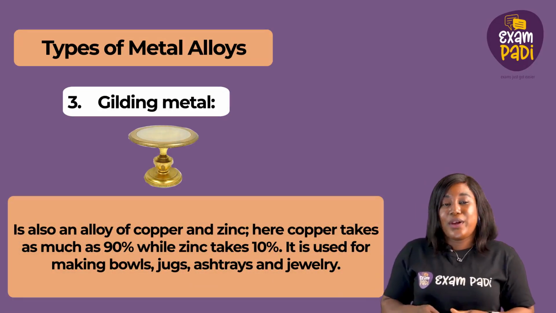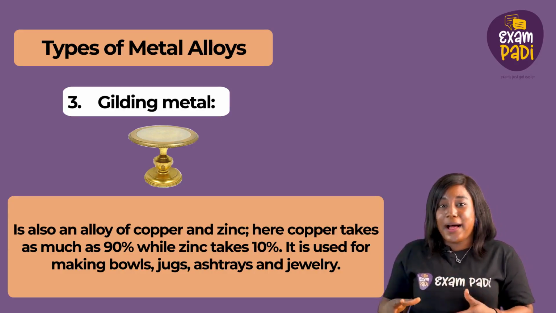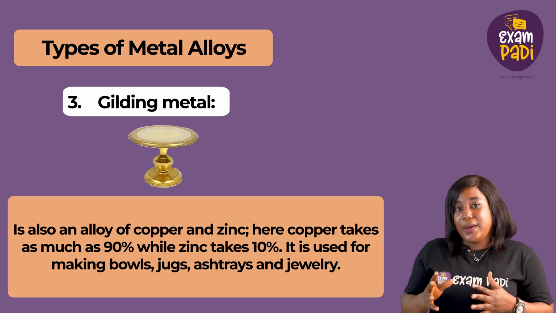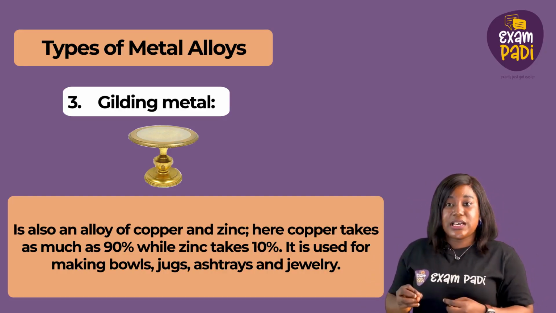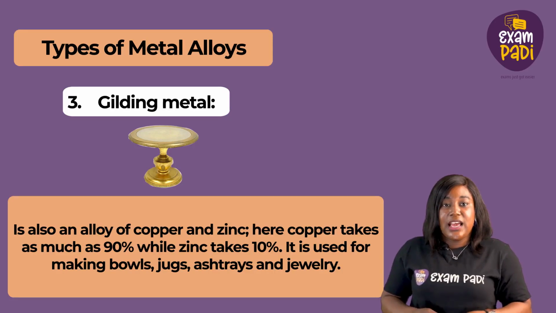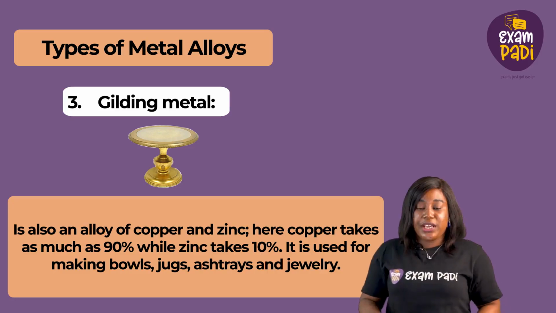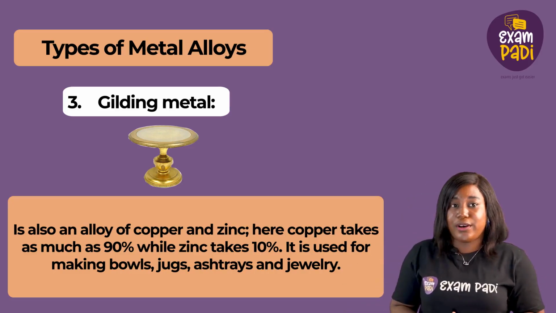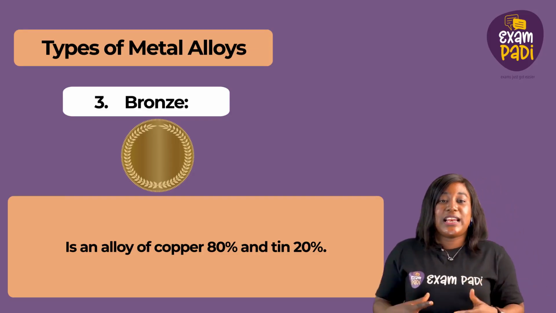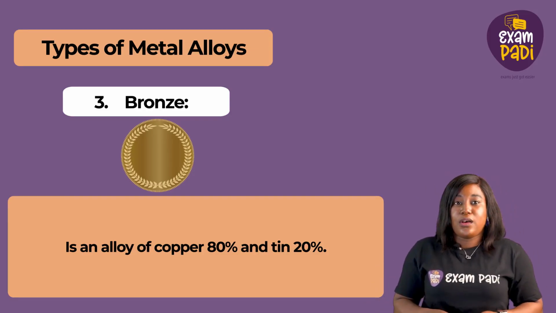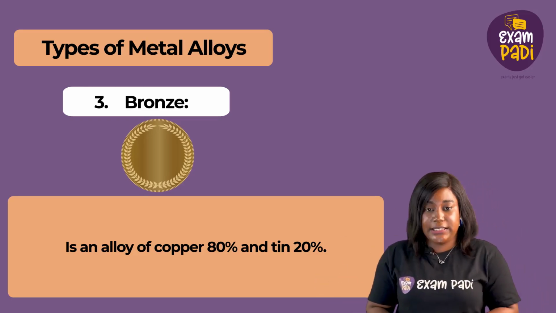Number 3, we have the gunmetal. It is also an alloy of copper and zinc. Here, copper takes as much as 90%, while zinc takes 10%. It is used for making bowls, jugs, ashtrays, jewelry, and so on. Lastly, we have bronze. Bronze is an alloy of copper, which has 80% copper and 20% tin.